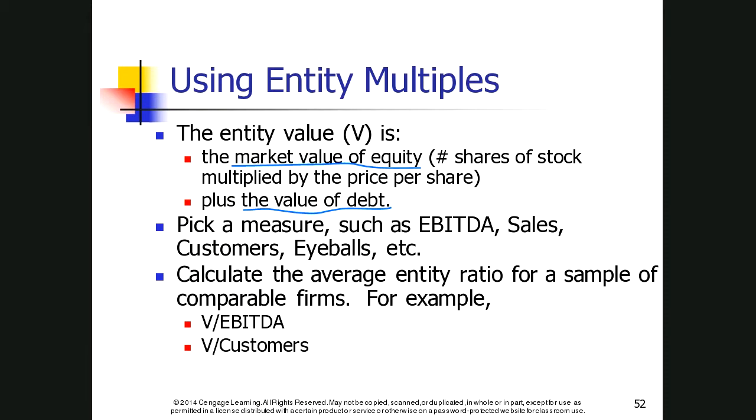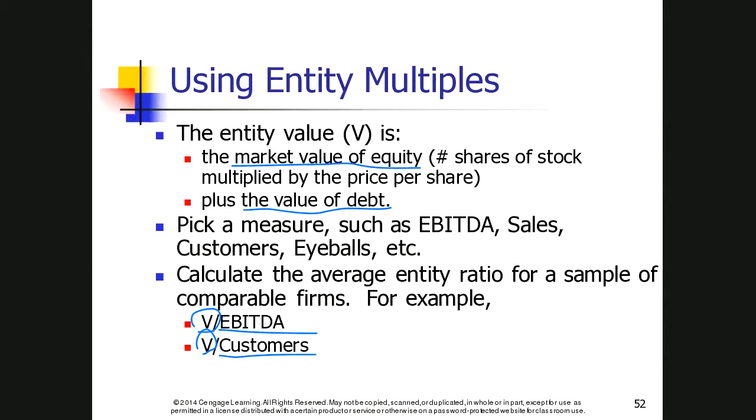Okay, so you can pick any kind of measure like EBITDA, sales, customers, eyeballs, and calculate the average entity value for a sample of comparable firms. So you can pick entity value divided by EBITDA, entity value divided by number of customers, for example, and then you calculate these ratios for a small sample of comparable firms, 4 or 5 maybe, and then use that average to calculate this particular firm's entity value.